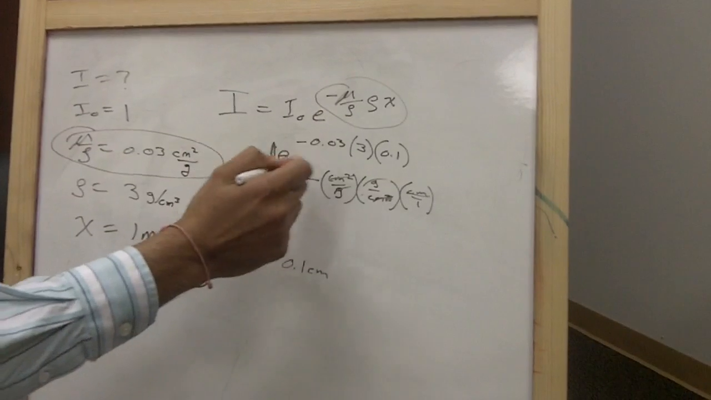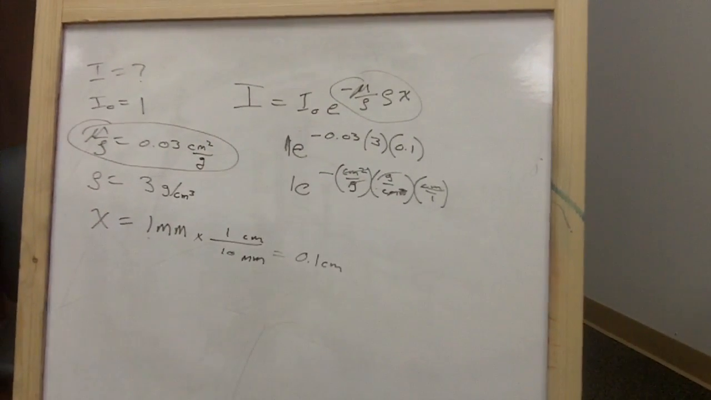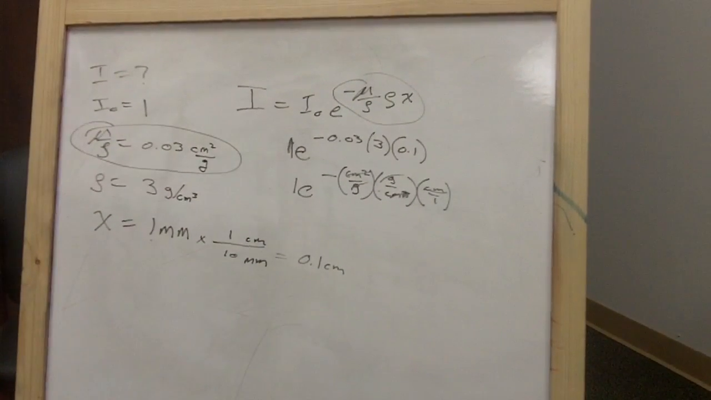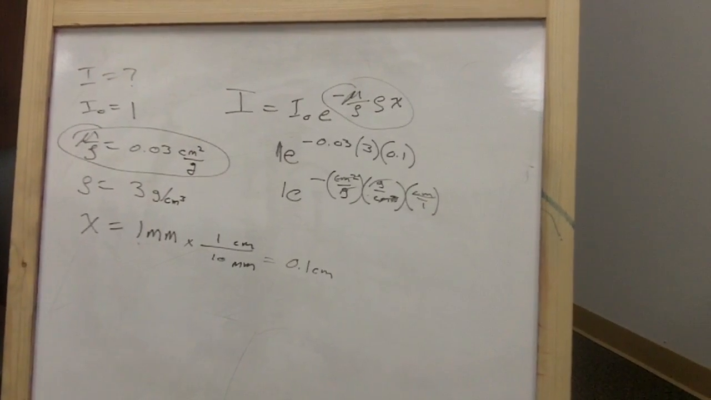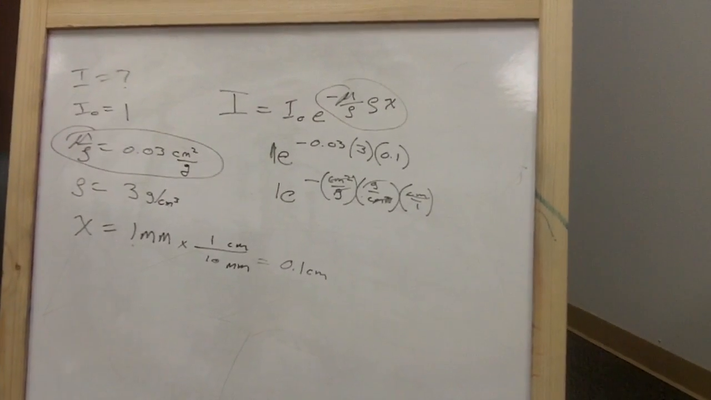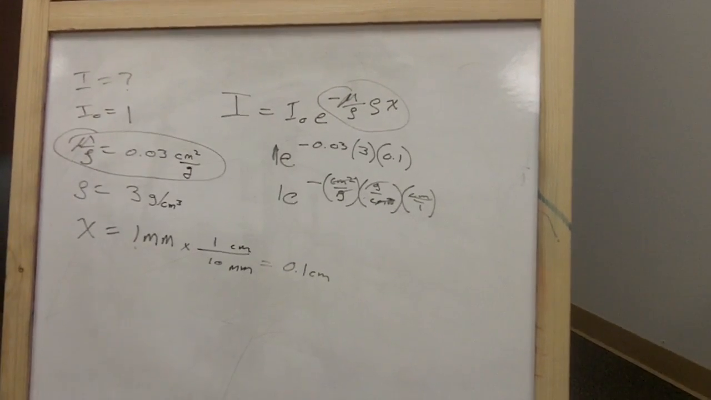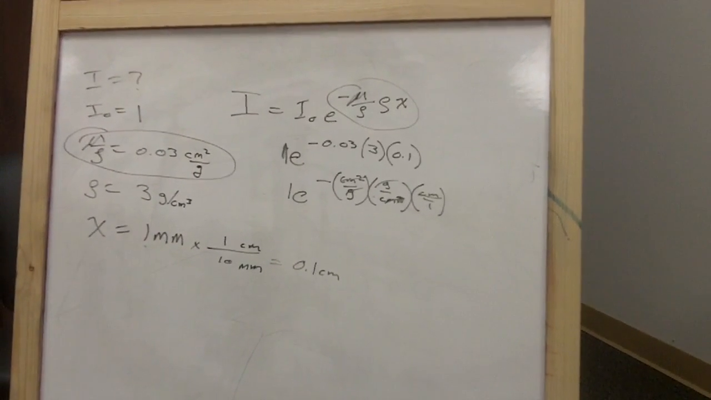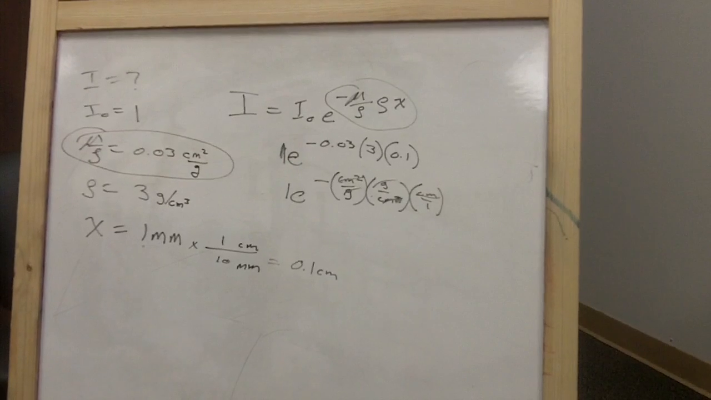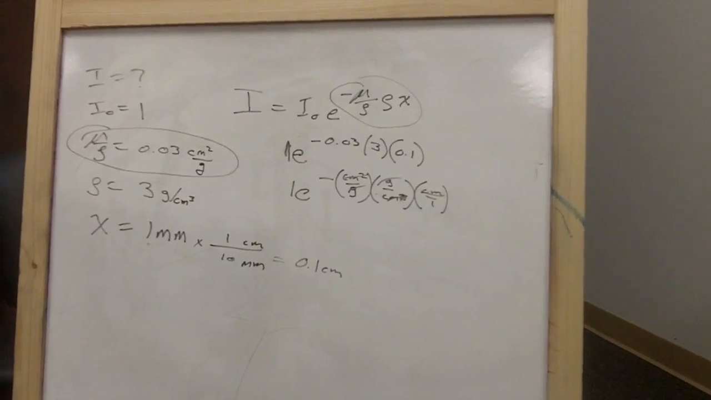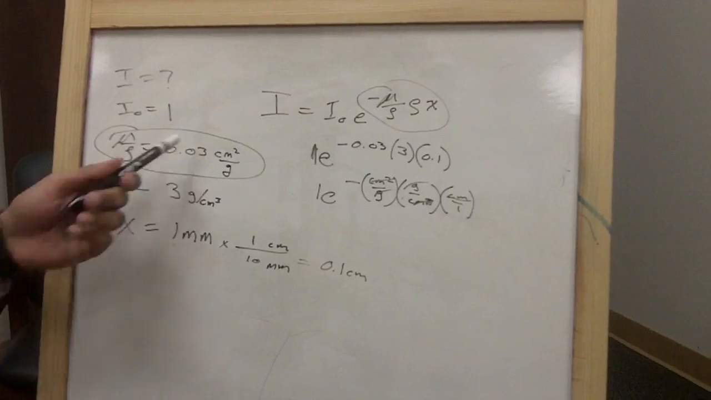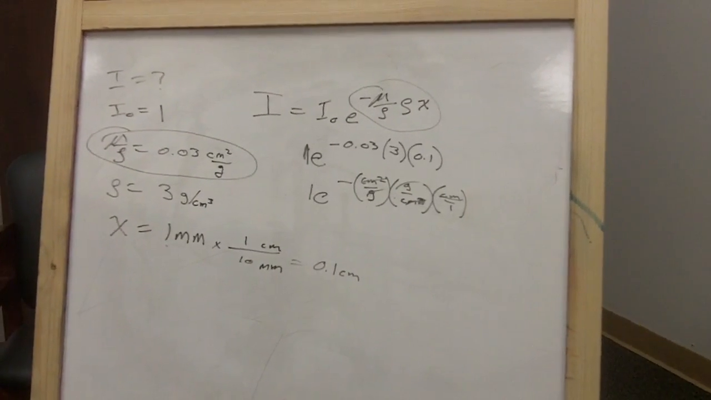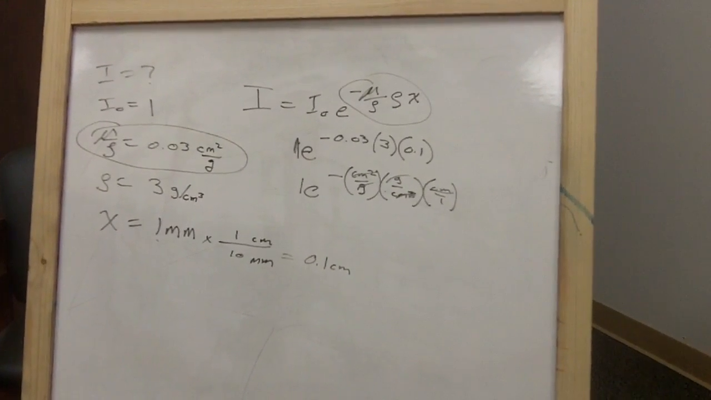Don't forget your negative when you actually do e to the whatever that number is, and then you'll be left with the fraction. Did you get 99.1%? Or I guess you would be 0.99. Okay. B and C are basically the same thing, except it's a little bit easier because you don't have to convert anything. They give you the length in cm. They give you everything else in cm. So you just plug it in. 0.97, 97%. Yes, you're right.